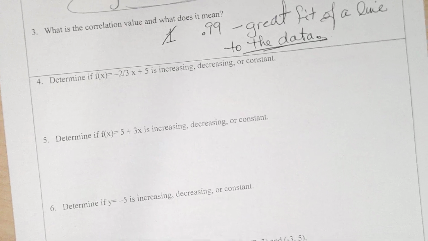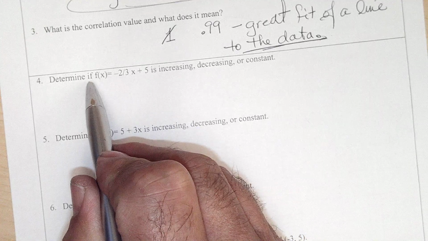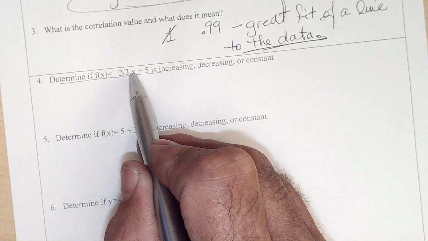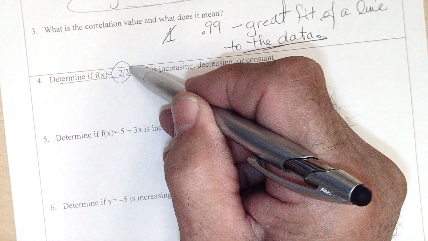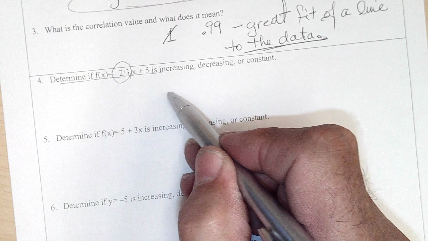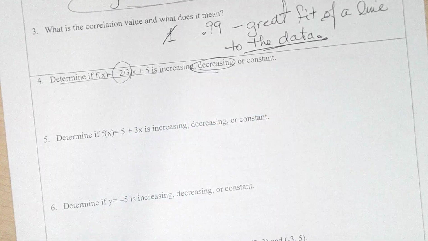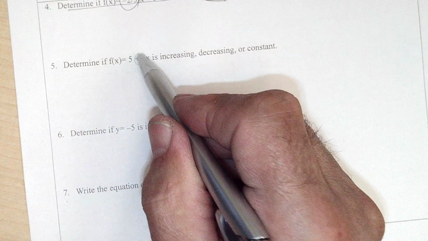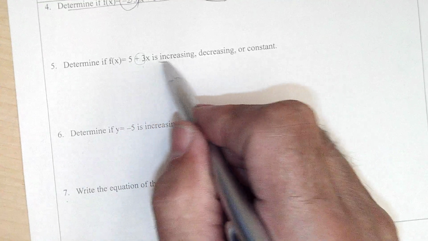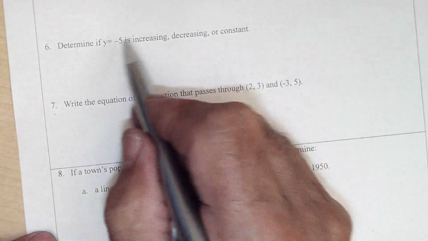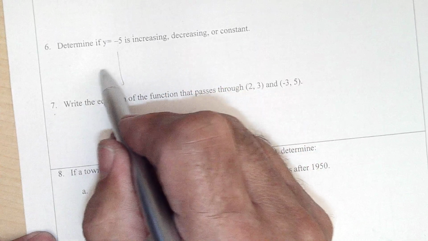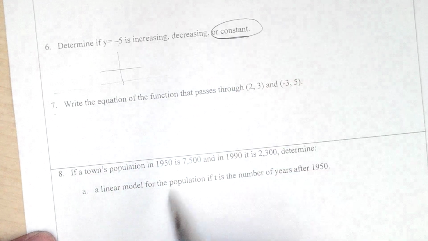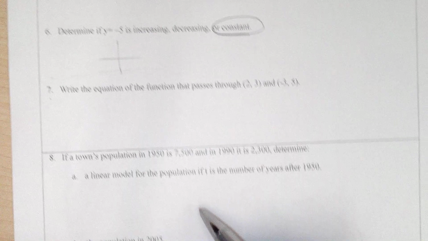Okay. Now we just have to answer these. So now you have to know where to look for slope. Slope is times the x. It's negative 2/3, so it's going down 2 for 3, which means it's decreasing. This one, it's a plus 3x, so it's going up 3 for 1, so that's increasing. This one has no x, and if you graph y equals -5, it stays the same height all the time. It's constant. It's not going up or down.